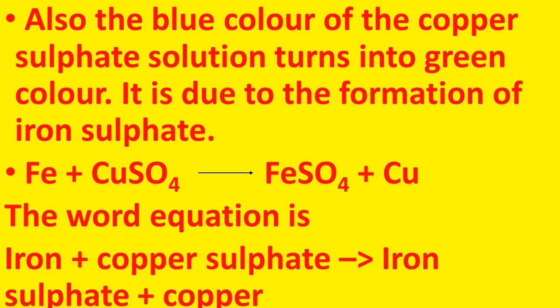So, during this reaction between copper sulfate and iron, the color of the copper sulfate solution changes, and that becomes green color. The green color is due to the formation of iron sulfate. This can be represented as Fe plus CuSO4 gives FeSO4 plus Cu. In word equation, iron plus copper sulfate gives iron sulfate plus copper.